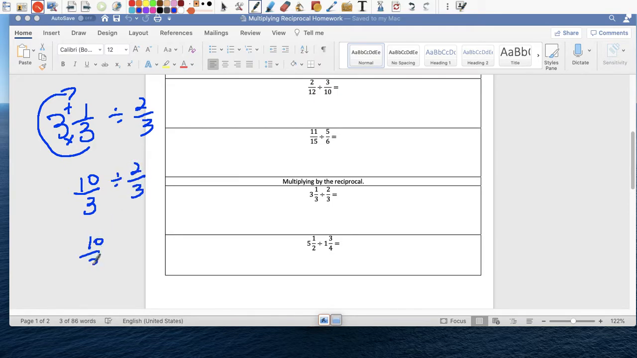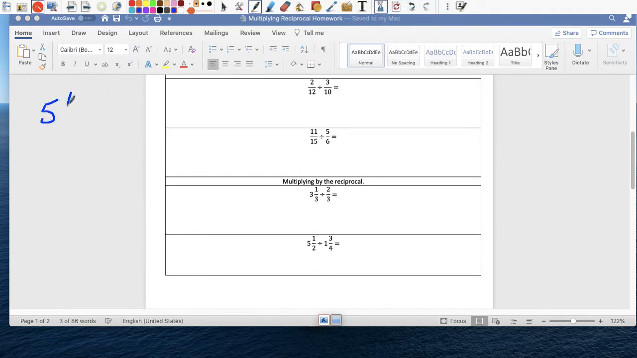10 over 3 times 3 over 2, reciprocal. 10 times 3 is 30, and 3 times 2 is 6. I have $30. I want to give $6 to every friend I know. How many friends can I do it for? This one is actually nice because 5 friends I can do it. And they will each get $6, $6, $6, $6, $6, and I'm going to have nothing left over. That's why my answer is like that.